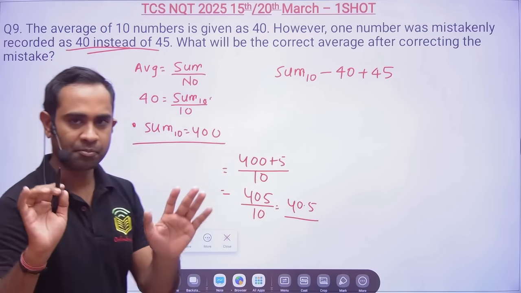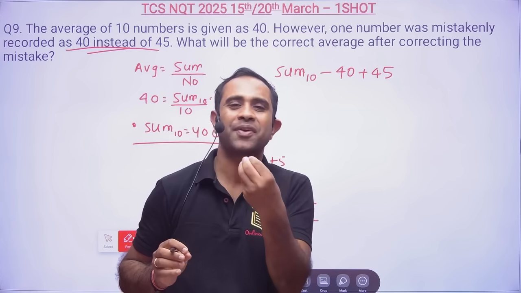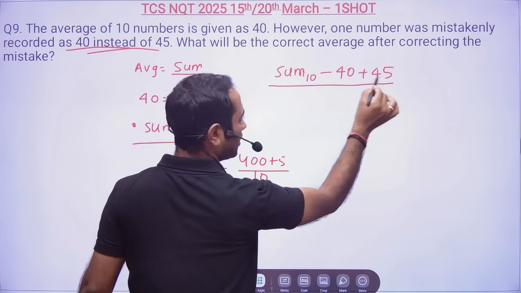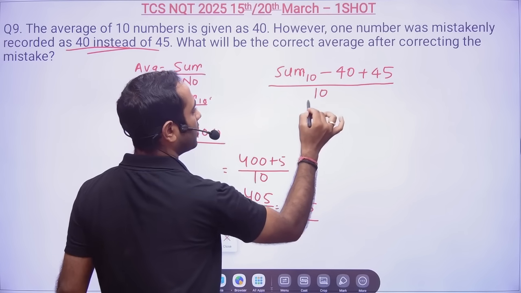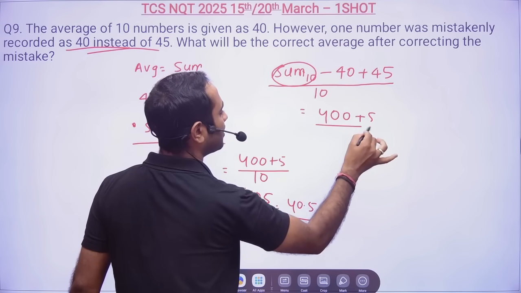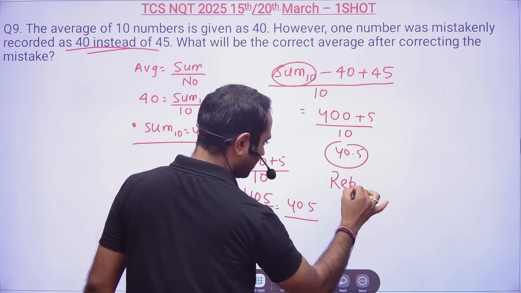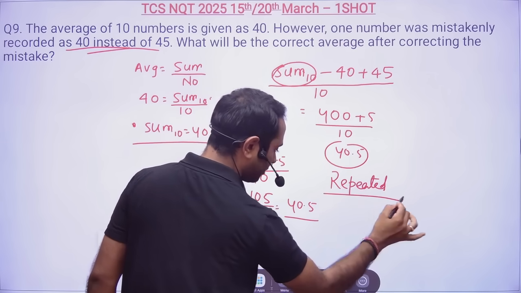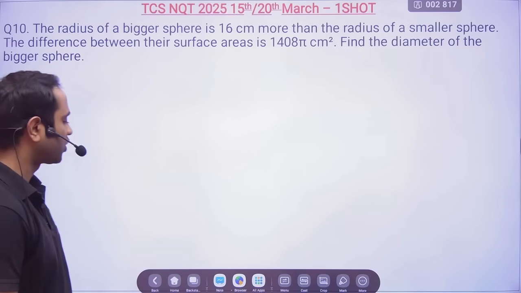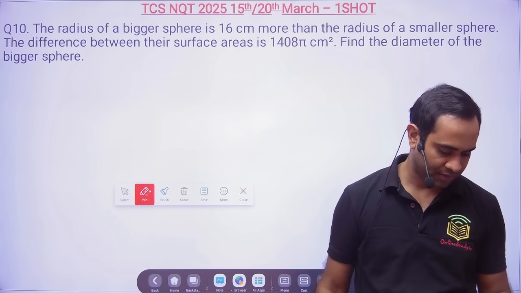See, it's a simple thing. You took 40, but you had to take 45. That means 5 is missing. You take 5 more, so your sum is 400 now. So here, sum minus 40 you subtract, add 45 and then divide by 10. Sum of this you know already, so 400 plus 5 by 10, it is nothing but 40.5. Okay. So this was the exact question and it was repeated in the exam. This year it is happening. Otherwise TCS generally does not repeat the questions in the examination. Clear? Okay. Next question was there from the topic mensuration.